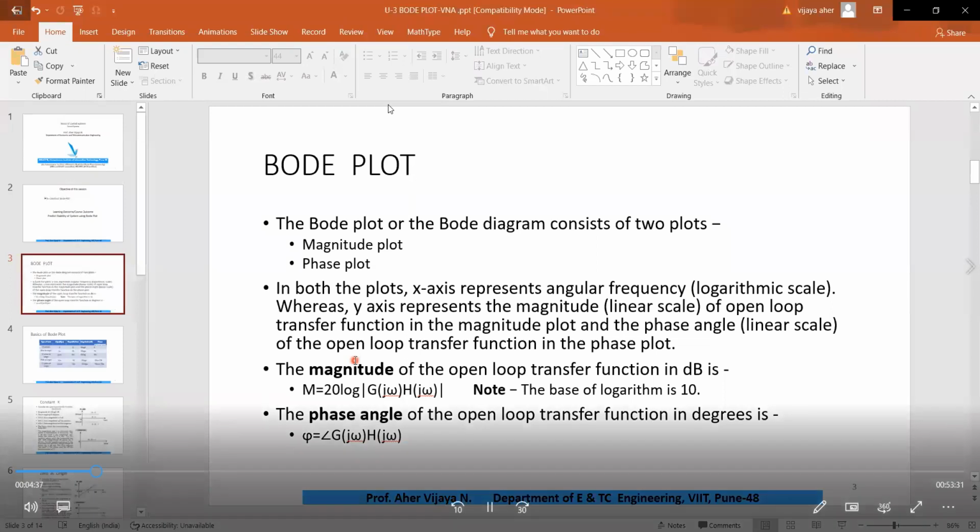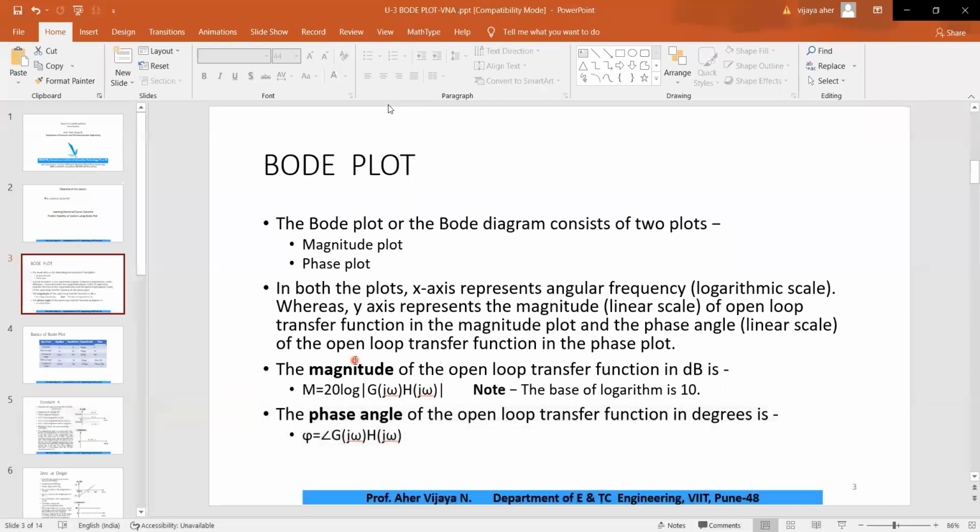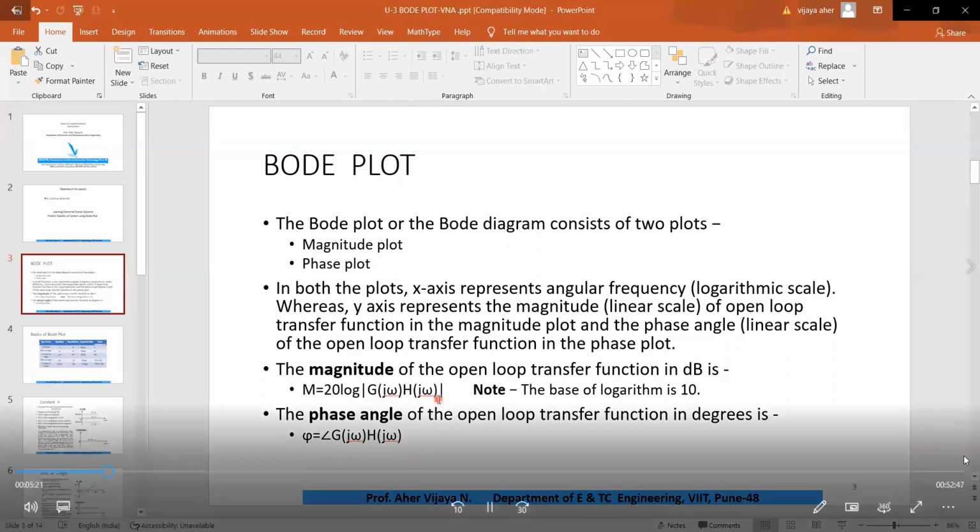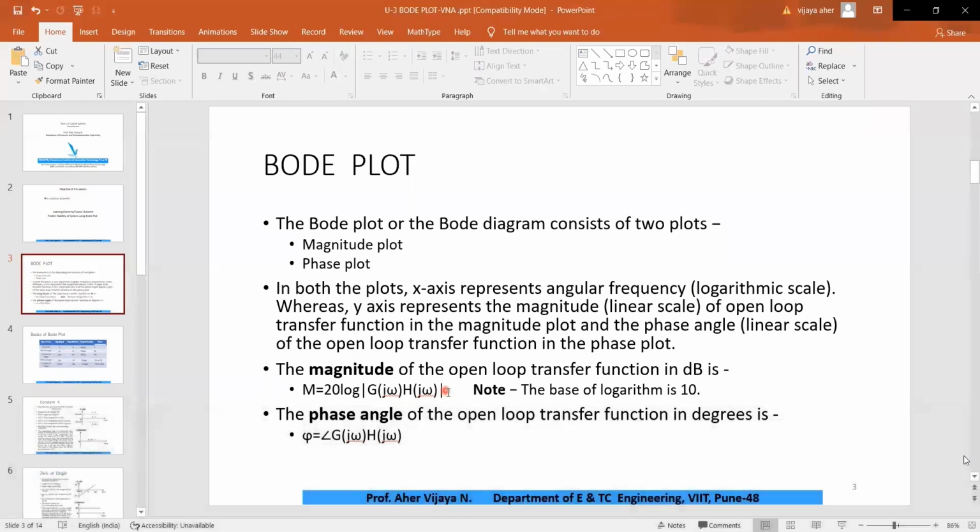There are some standard rules, or standard steps, to draw the magnitude plot and phase plot. The equation you have to remember related to magnitude and phase is this. The magnitude of the open loop transfer function in dB, that is decibel, is given by this equation. Magnitude is denoted by capital M. Students, please write the equation for magnitude. M is equal to 20 log of mod of G(s)H(s). But here we are going to replace s by j omega, right?